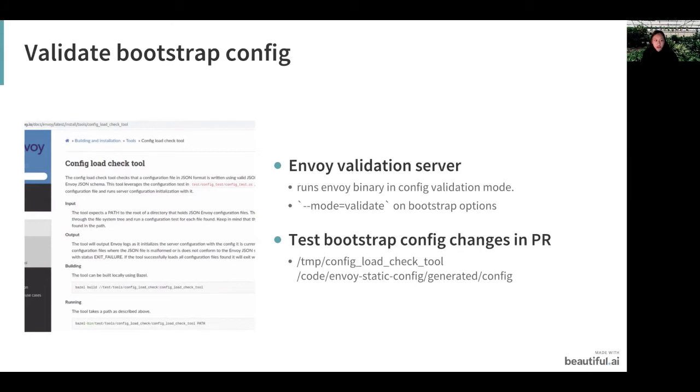The next tool we use is the config load check tool, and you can see the docs on the left. This is a standalone binary, which you can run on all of your bootstrap configs. And it basically checks that all the values in the fields are valid as defined by the proto and that the schema is a valid Envoy schema. We run both of these checks on all of our pull requests in CI. And that just makes reviewing these changes so much easier because as the reviewer, you already know that the config is a valid Envoy config. And so you only need to ensure that the change does what it should.